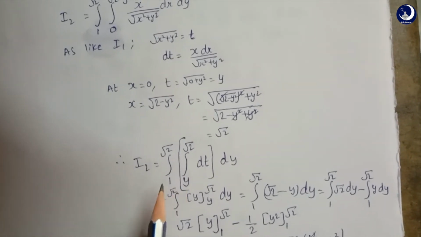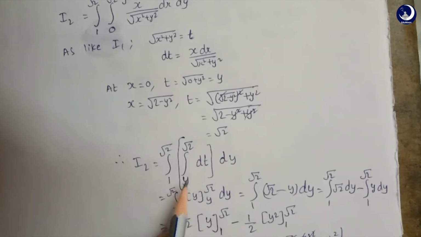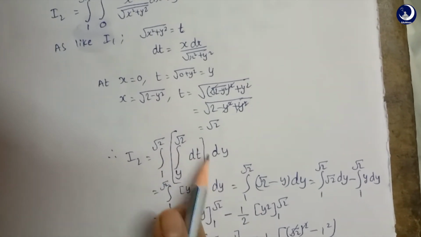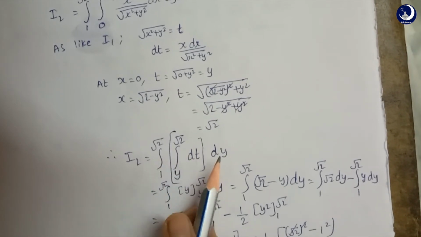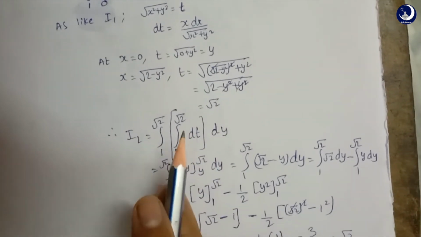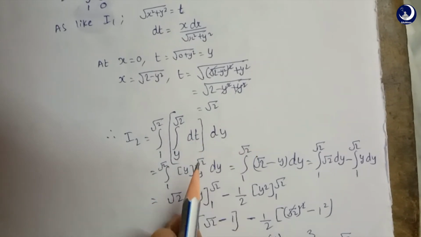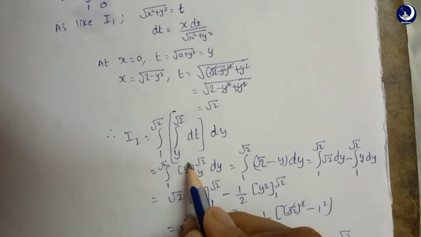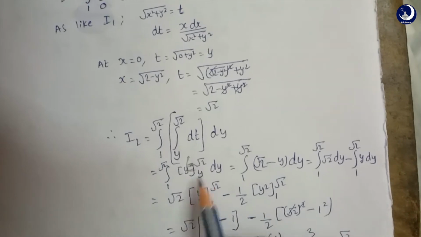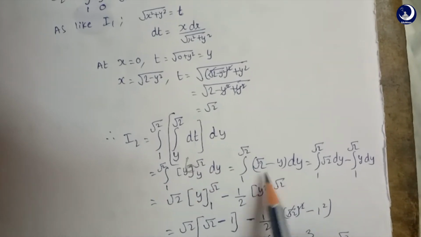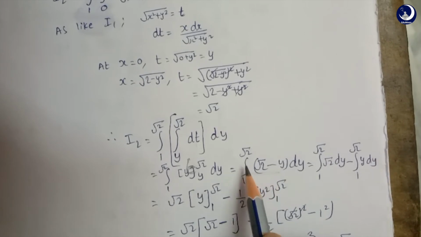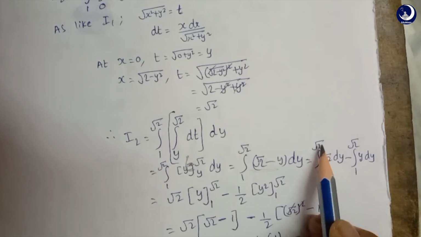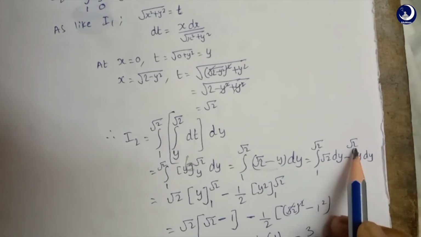By applying this, we get integral 1 to root 2 and integral y to root 2 dt dy. First we have to solve the function in dt, and after that we solve the dy function. We know integral dx equals x, so integral dt equals t. By solving this, we get root 2 minus y. For this function, we now do the y limits. By splitting, we get integral 1 to root 2 dy minus integral 1 to root 2 y dy.